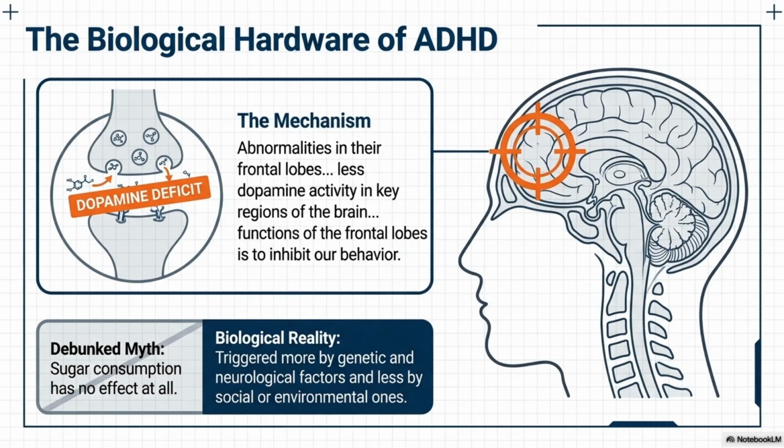That explains why stimulant medications like Ritalin or Adderall are so effective. By elevating dopamine activity in the brain, they aren't speeding the child up. They're finally providing the necessary chemical messenger to let the brain's braking system function. That is exactly the mechanism.